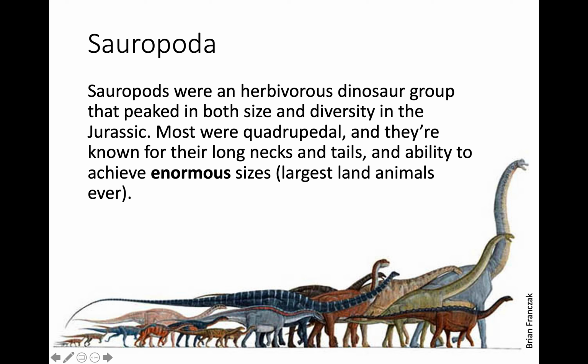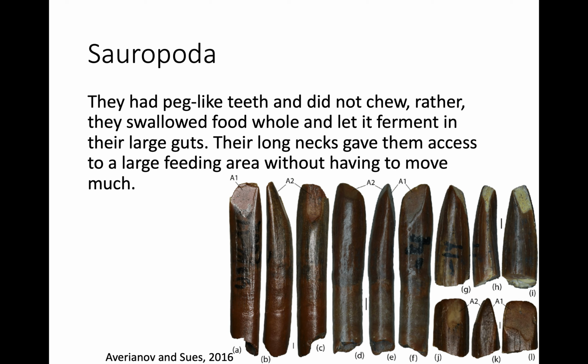A large diversity of these organisms have recently been found in South America, such as Argentina, in the Patagonian section, and Brazil and places like that. It's where a lot of the famous dinosaurs are being found. They have peg-like teeth, and they really did not chew. They swallowed their food whole. They used their teeth to kind of strip leaves off of things, and they would let it ferment in their large gut. Long necks gave them access to a large feeding area without having to move too much.